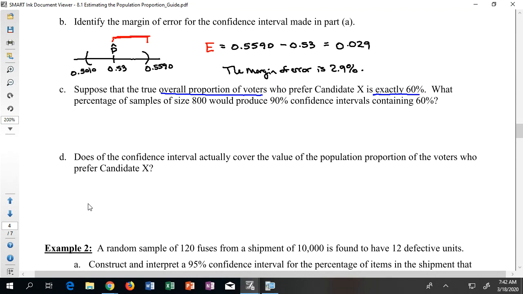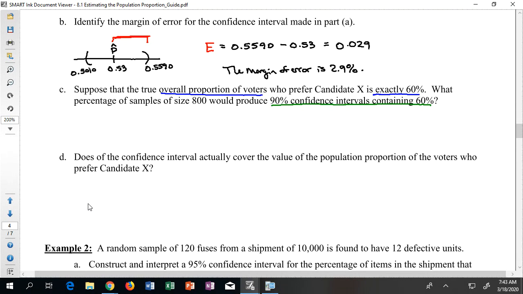Well, then we know that some of the intervals that we could ever make when we ask samples of 800 people are going to be good, and some intervals are going to be bad. But the question would be, what percentage of samples of size 800 would make a 90% confidence interval that contains 60%? That is, what percentage of the 90% confidence intervals will be good ones?